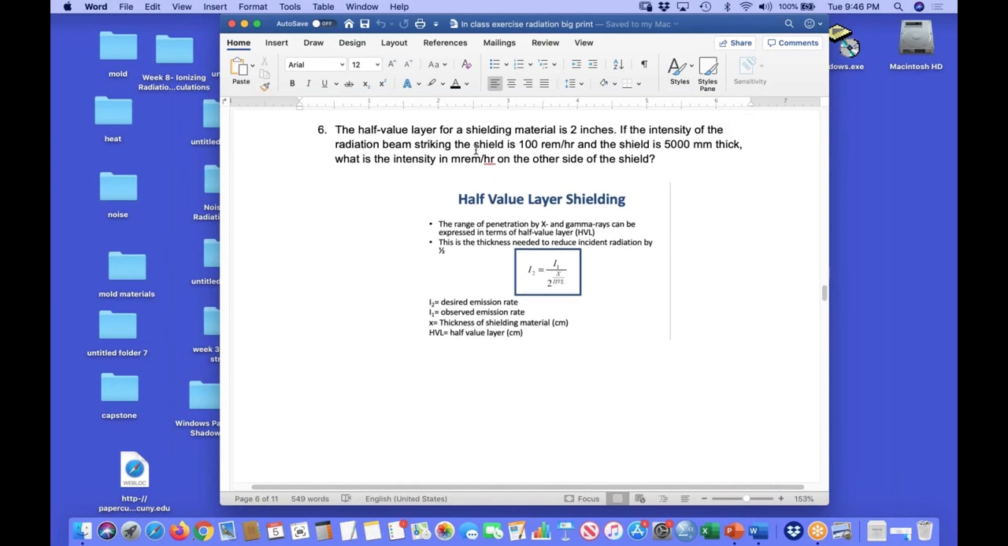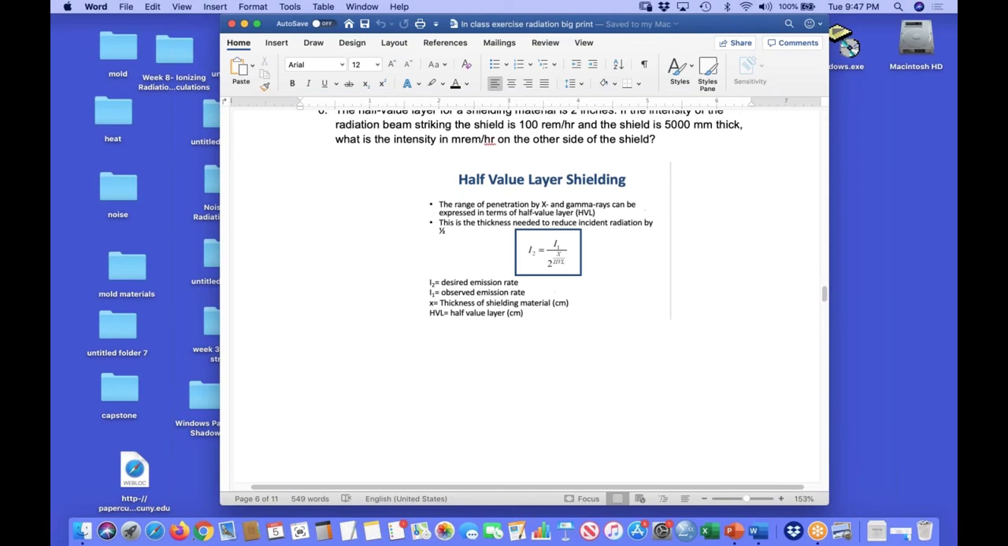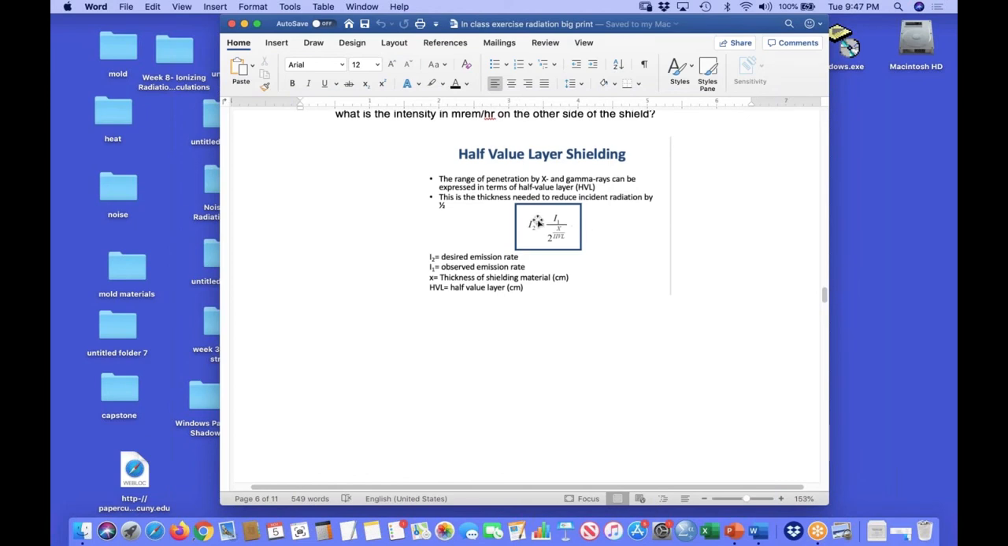The half value layer for shielding material is 2 inches. If the intensity of radiation striking the shield is 100 rem per hour and the shield is 5,000 millimeters thick, what is the intensity in millirem on the other side of the shield? Same formula. We're going to use basically the same formula, except this time we're calculating what I2 is on the other end of this shield. So you're just going to substitute I1 and calculate what I2 is.